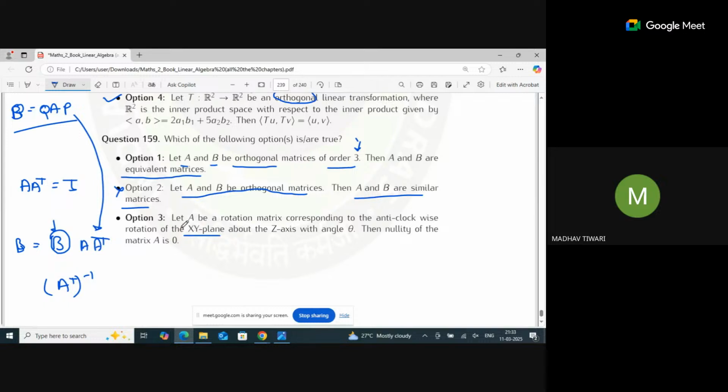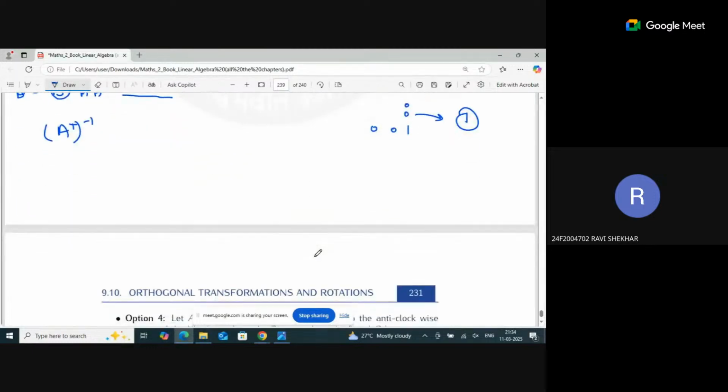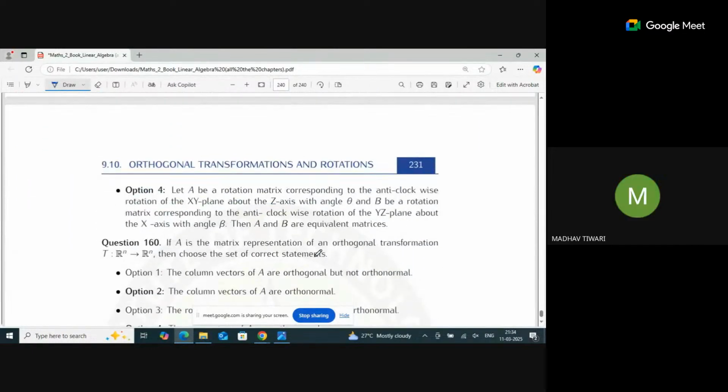Of the XY plane about the Z axis. So the Z axis will remain fixed and the other two will change. So it is saying that the nullity of matrix A is 0. Yeah, we find out its determinant. What was that? 1, correct. If the determinant is 1, so nullity is 0. Non-zero, unique solution. Unique solution.